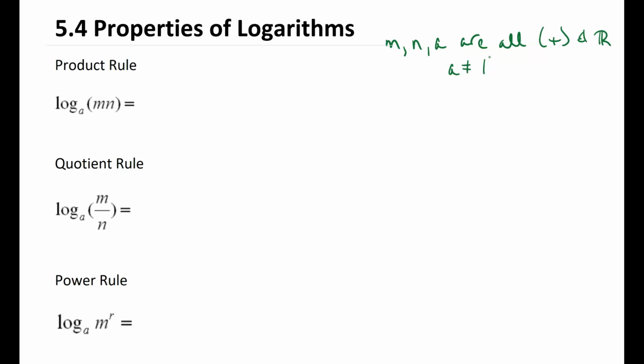All right, so our first one, the product rule, what we have is a log with the base of A, and then what we'll notice is for the argument, there's 2 terms being multiplied by each other, M times N. And so the product rule, this is the condensation of it, but we can also separate it into 2 separate logarithms. And so this would separate into log base A of M plus log base A of N.